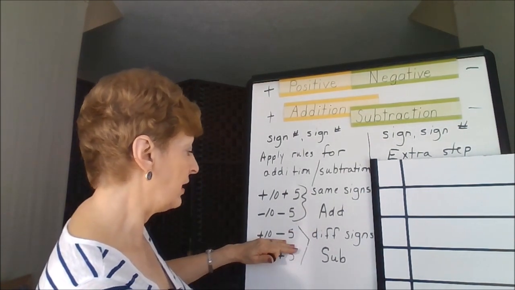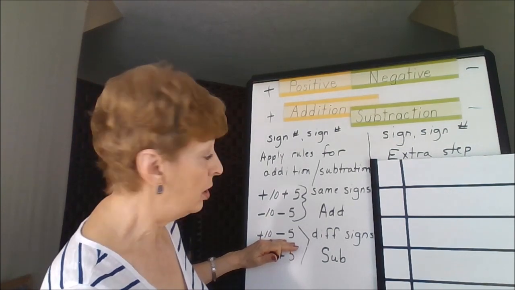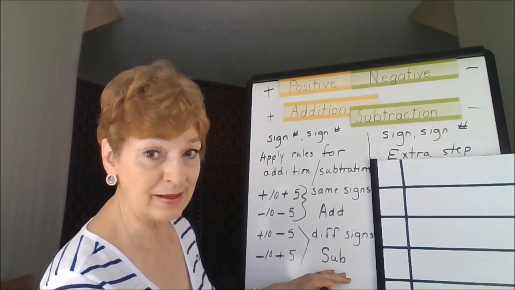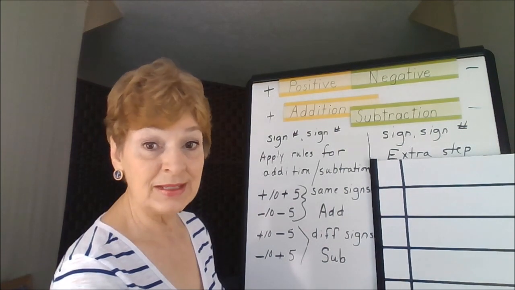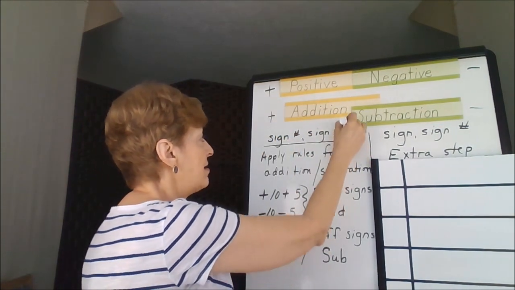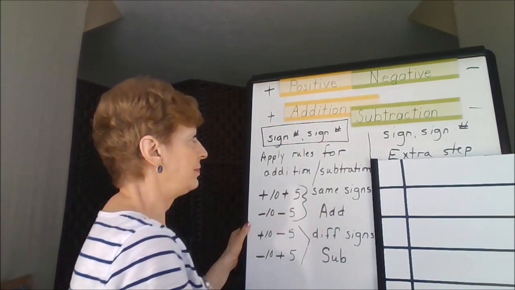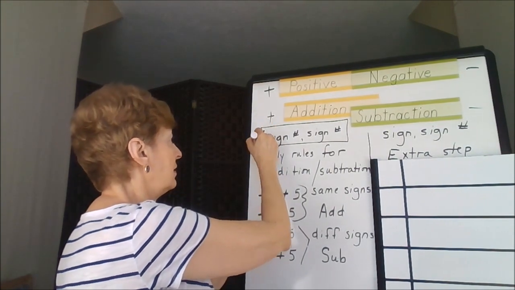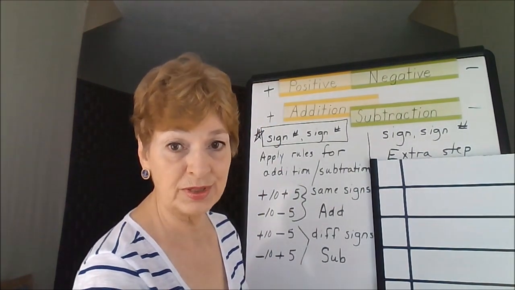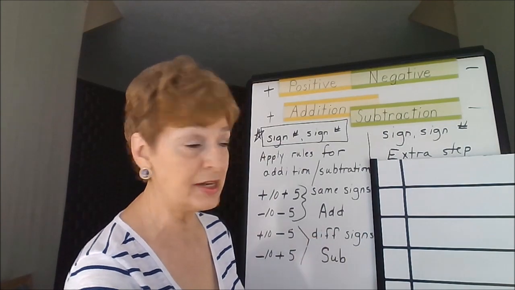the signs are different. Are the signs the same? No. You're going to be subtracting the numbers. So this is the way you want to see it. Sign number. That's the best, because then you can apply the rules for the actual calculation.